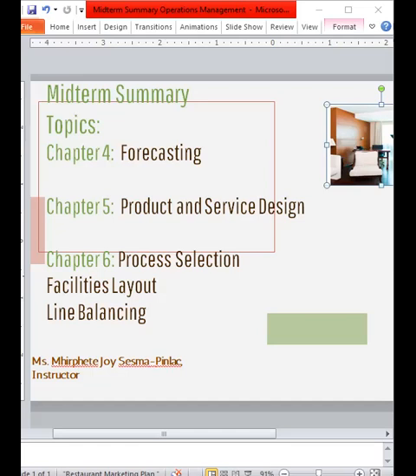When we say reverse engineering, this is the process of dismantling and inspecting a competitor's product to discover product improvements.